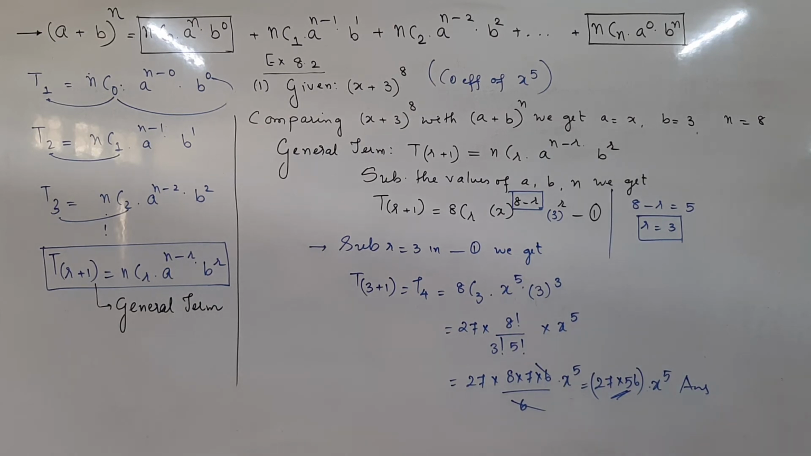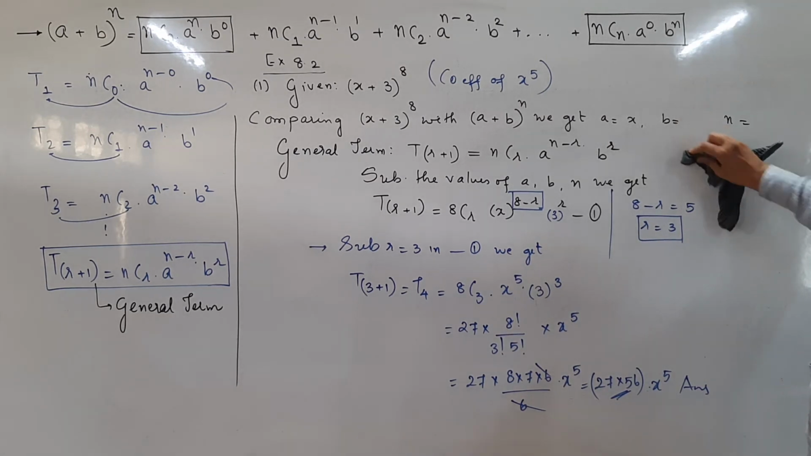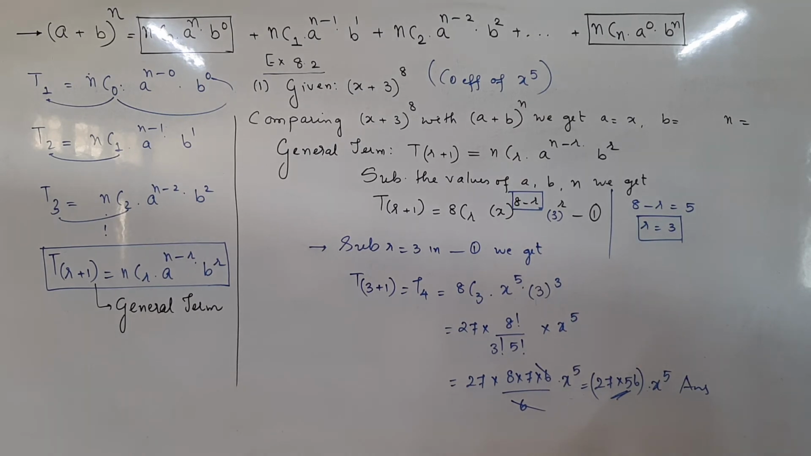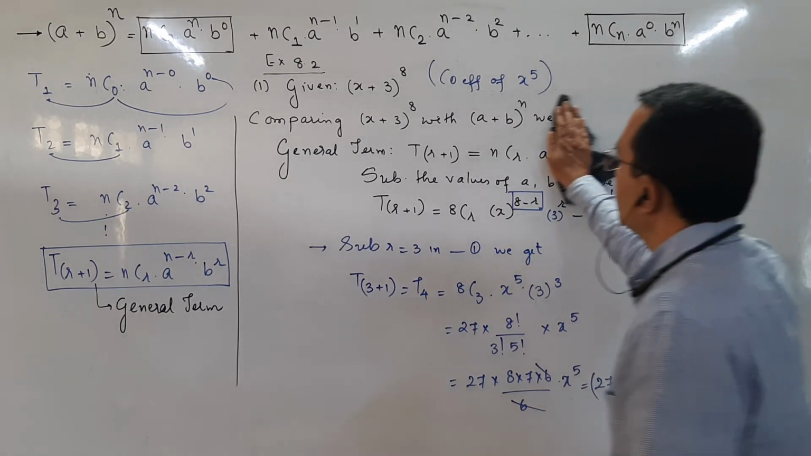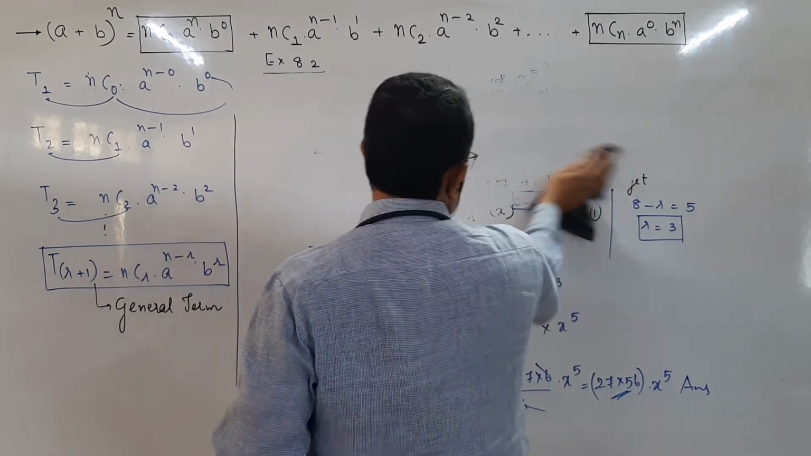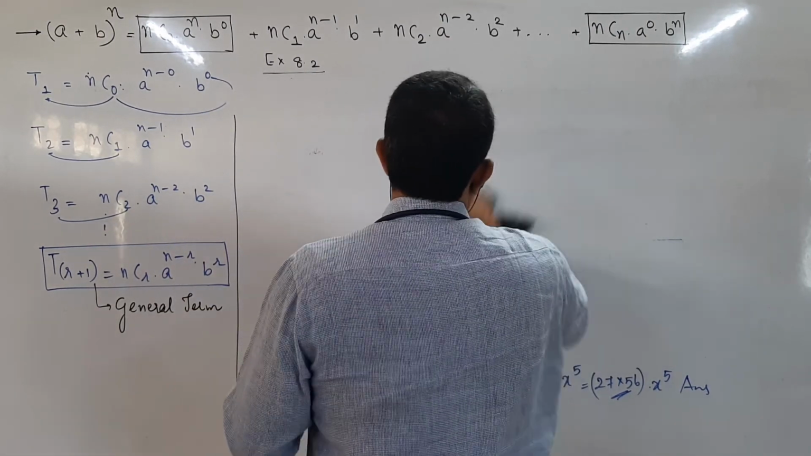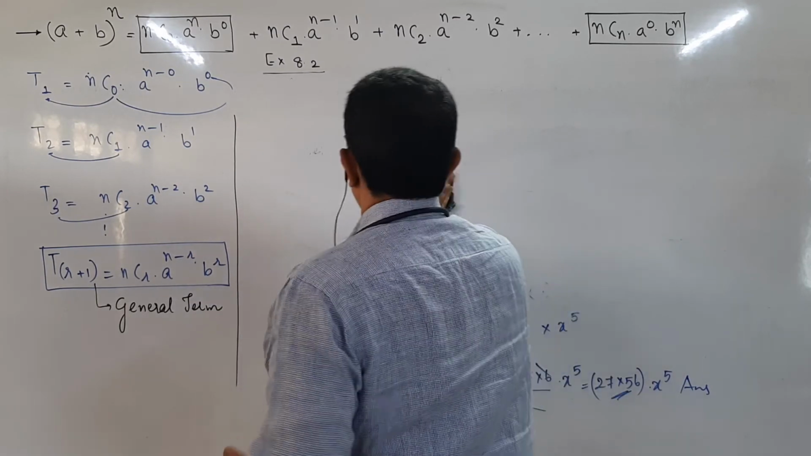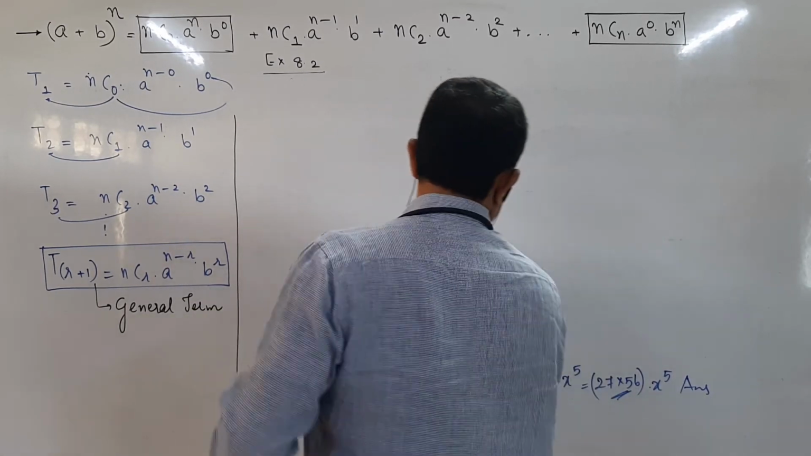Okay, second question. We have to find the coefficient of a to the power 5, b raised to 7. Here, a we are already given in the sum. So here, students, we have to slightly change. Students, let us do the sum. A and B are general here, so we have to be careful in doing the sum.